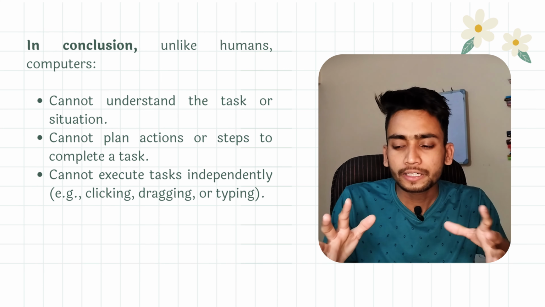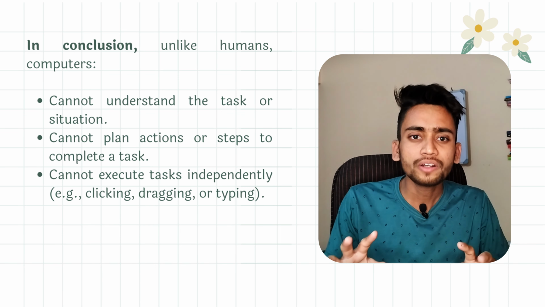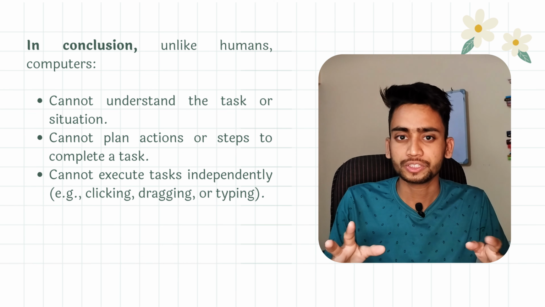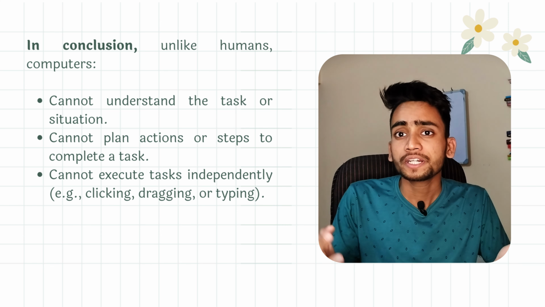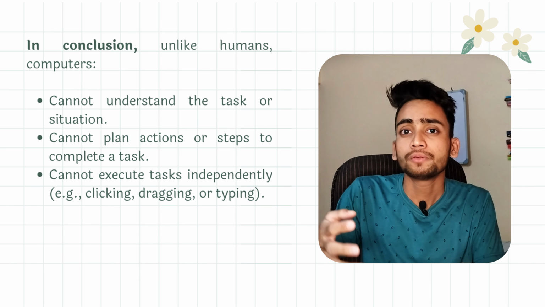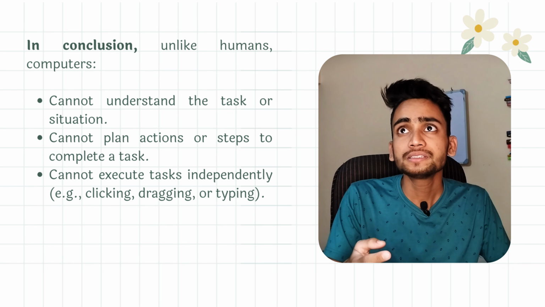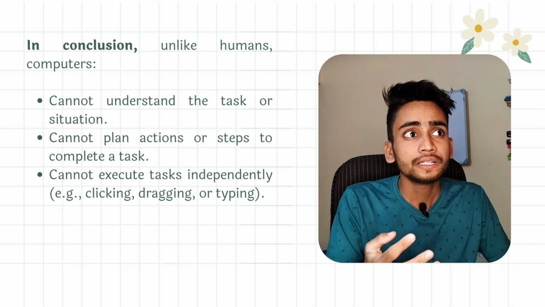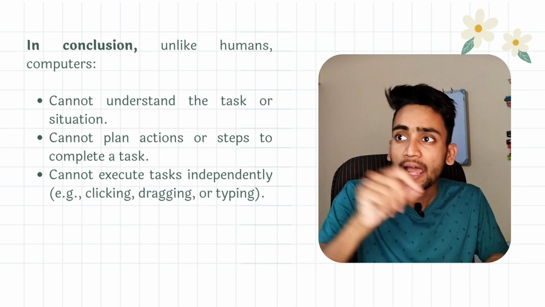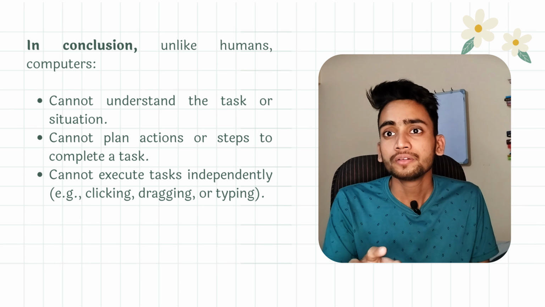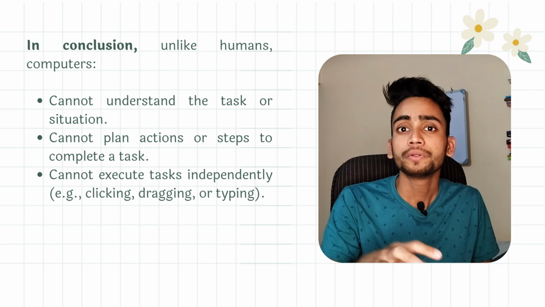So with this, in conclusion, we can say that unlike humans, computers cannot understand the task or situation. Second, they cannot plan actions or steps which are required to complete any particular task. Third, they cannot execute the task independently. Means they cannot autonomously do clicking or typing from your keyboard or dragging with your mouse. They cannot do it on their own. They need constant step-by-step inputs from humans.